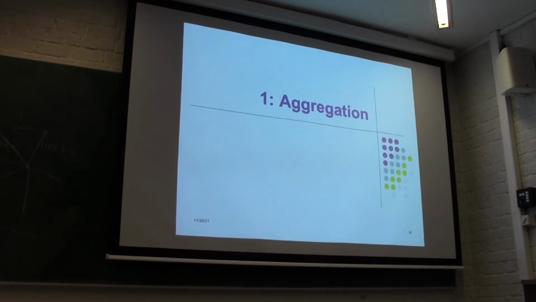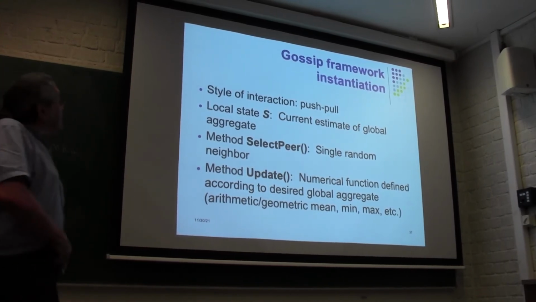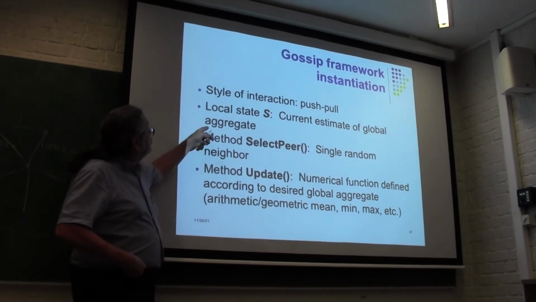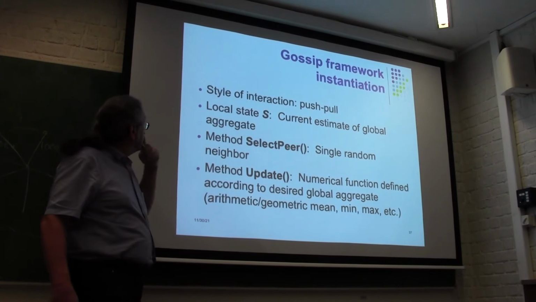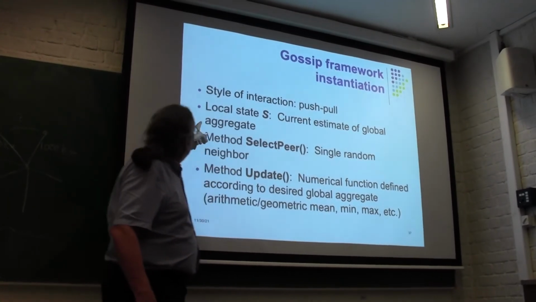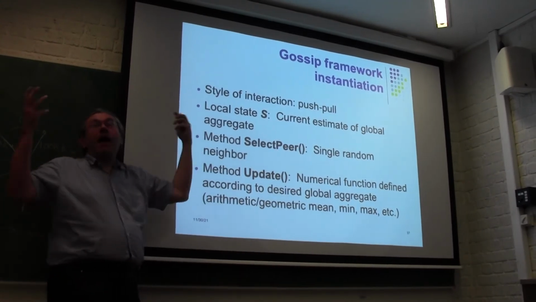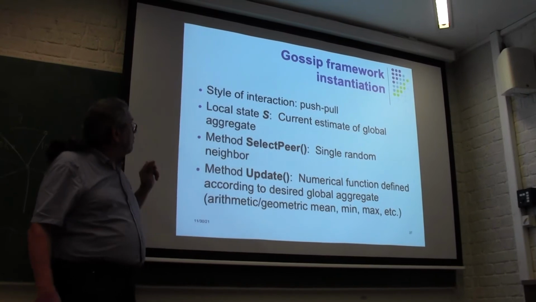Let me show you now some examples. I start with simple, and I will end with a very sophisticated one. Okay, I want to do aggregation. I want to estimate an aggregate. What do I do? The local state is the current estimate, maybe the average load of all the nodes in the system. The select peer will just pick a random neighbor.